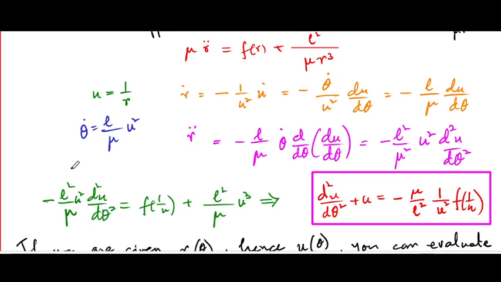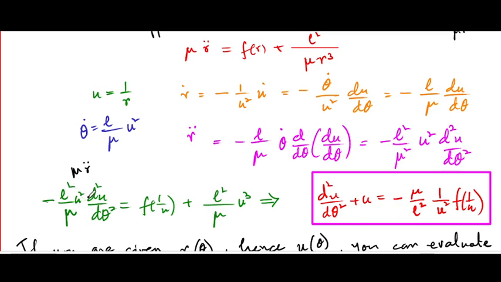This is nothing but mu r double dot. The f of r becomes f of 1 over u, and the L square by mu r cube simply becomes L square by mu u cube. But notice that this actually takes a rather simple form if you divide through by u square and the minus L square by mu in front. You get d2u d theta 2 plus u, if you move this to the other side, is equal to minus mu over L square 1 over u square.